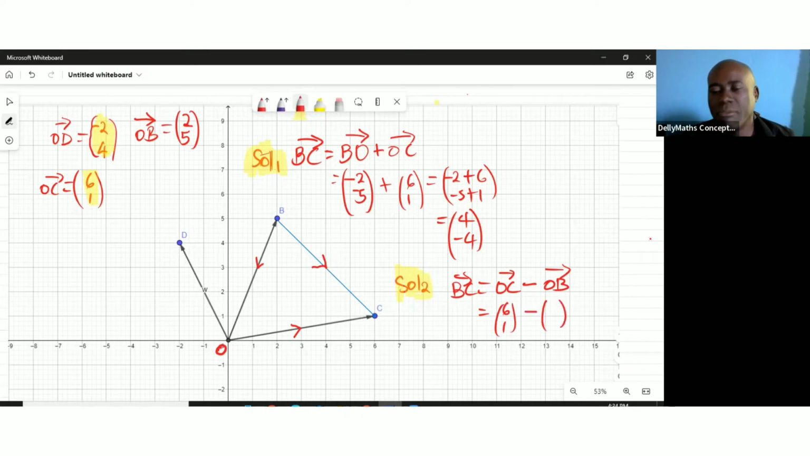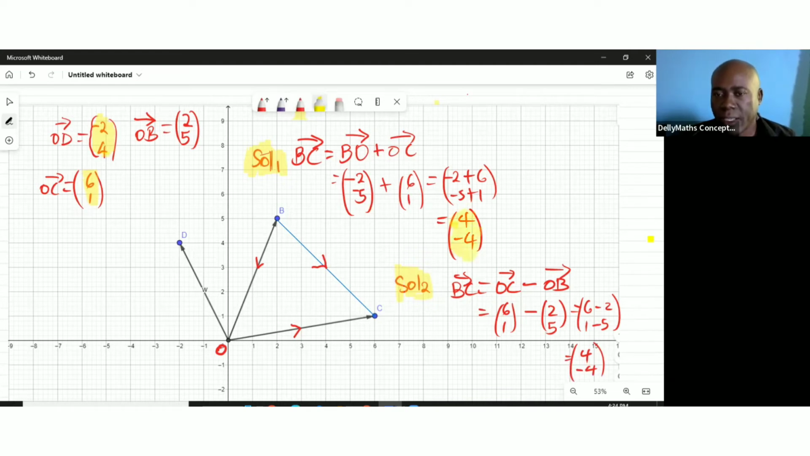And then I'm going to subtract OB, 2, 5. So let's do the math. 6 minus 2 at the top, and then 1 minus 5 at the bottom. What do we get? 6 minus 2, that is 4, and 1 minus 5 is -4.